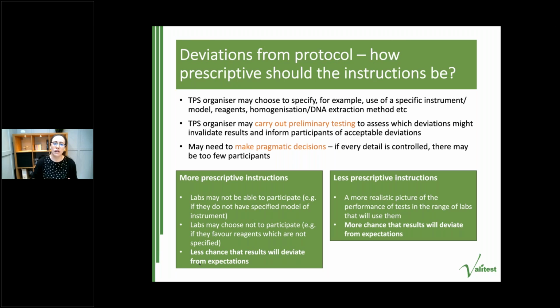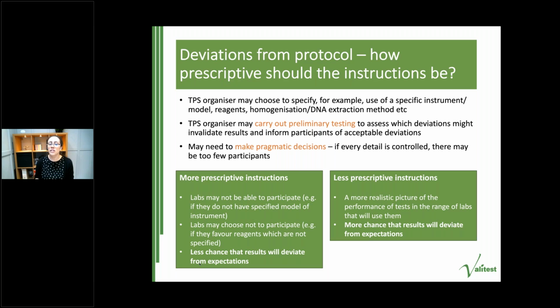So in the same way that it's the TPS organizer's decision as to what reagents to send and which ones to not send, it's also up to the TPS organizer as to how prescriptive you're going to be in the instructions. So you might want to specify details like you have to use a specific instrument, or you might want to be even more specific and say you have to use this model of this instrument. You might want to say you have to use reagents from this list, regardless of whether you're supplying them or not. You might want to specify certain homogenization methods or certain DNA extraction methods.